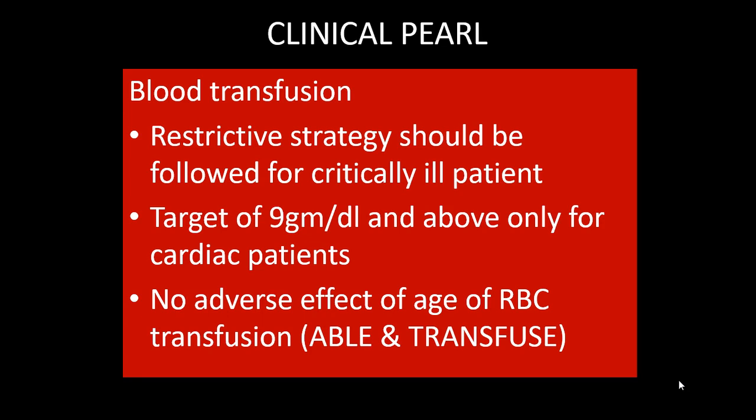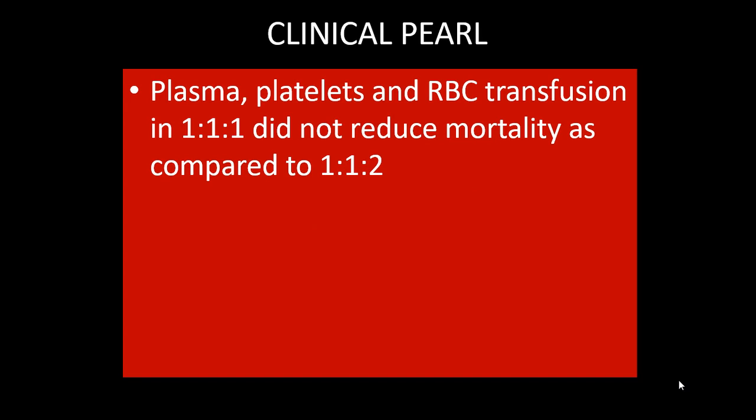Unless and until the patient is having an active ischemia, we transfuse at a higher level, but otherwise for general critical care patients, 7 HB is what the cutoff is. No adverse effect about the age of the PRBC. So what the blood bank follows is a standard protocol, and we should respect that protocol. And for plasma, platelets, PRBC, 1:1:1 does not reduce mortality, but yes, it helps in achieving hemostasis faster.